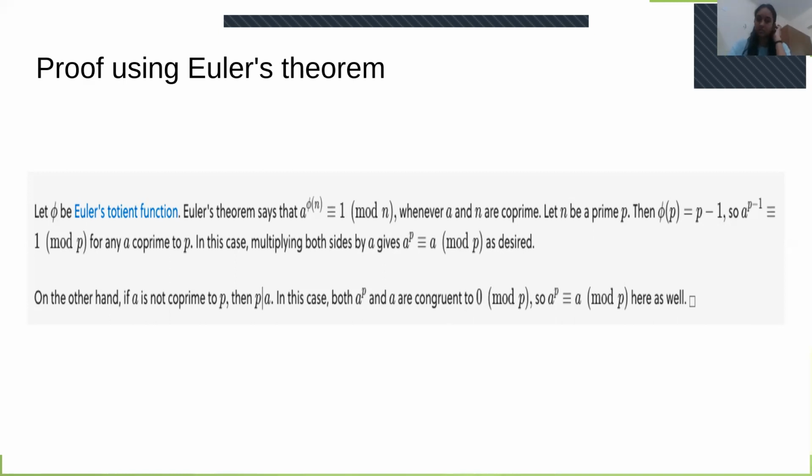So this is one proof. On the other hand, if A is not co-prime to P, then in this case, both A to the power P and A are congruent to 0 mod P. So A to the power P is congruent to A mod P here as well.